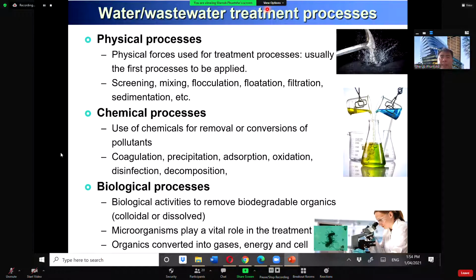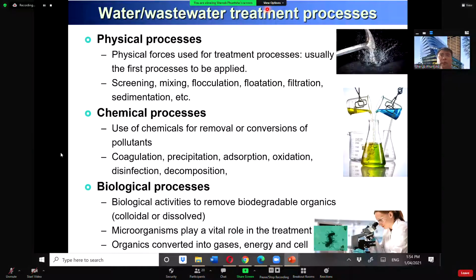So physical treatment basically involves applying physical forces to remove the contaminants from water. So these examples would include screening, mixing, flocculation, flotation, filtration, sedimentation, etc. So these are all based on the physical forces. For example, sedimentation is based on the gravitational forces, because you are letting the gravity settle the particles.